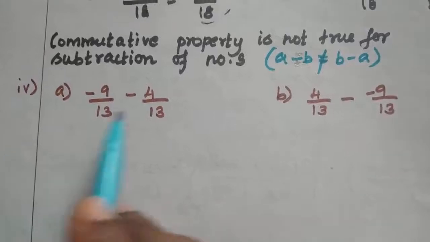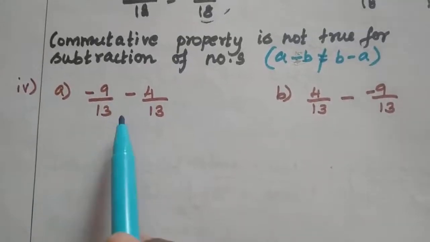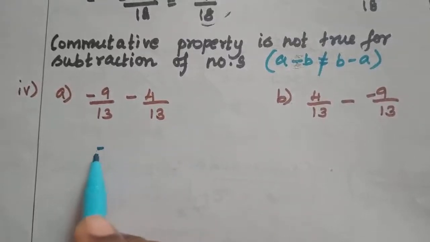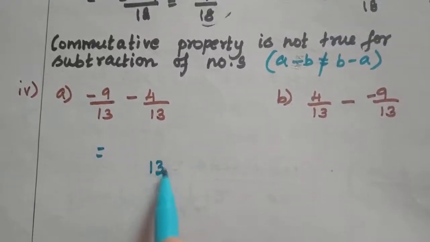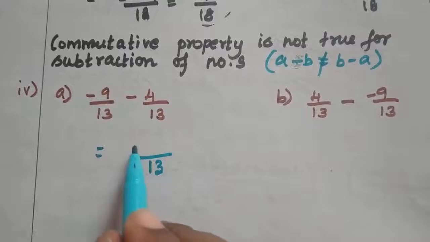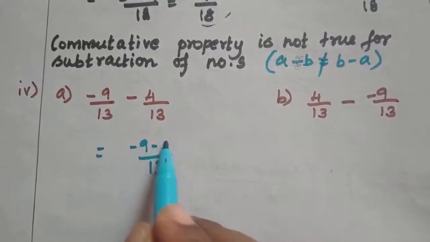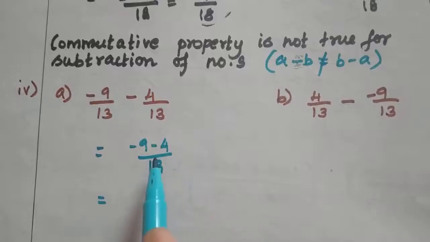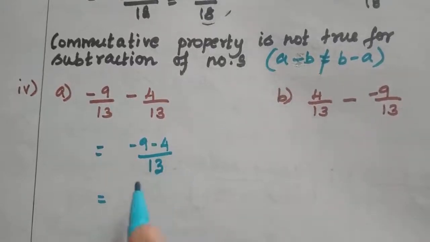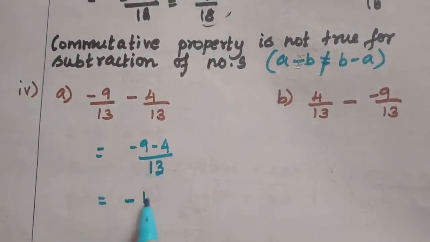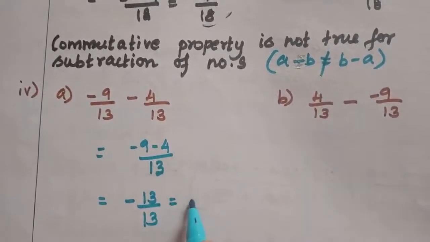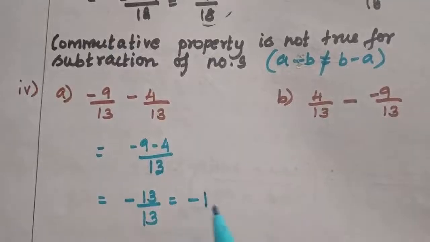The fourth subdivision, the first one is minus 9 by 13 minus 4 by 13. So the denominators are same here. So write the denominator as such. This is minus 9 minus 4. So these two integers are in same sign. So we have to just add the numbers and write the same sign. So this is minus 13 divided by 13. When you simplify this one, we will get the answer as minus 1.